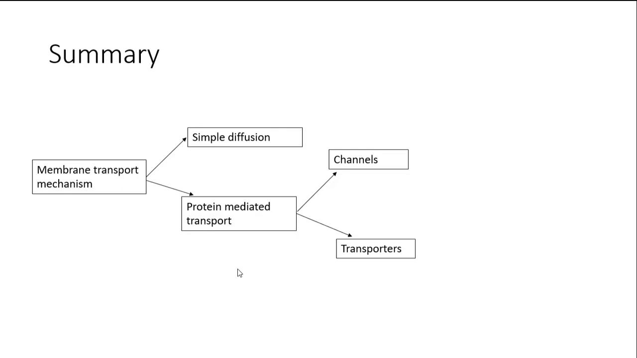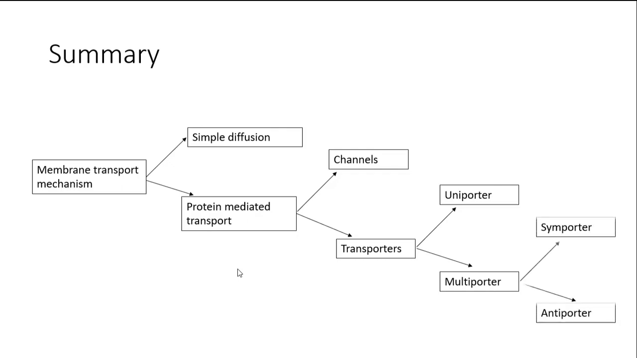Transporters, on the other hand, can be classified into two types, uniporter and multiporter. Uniporters are able to transport a single molecule at one time, and one example is glucose transport across the basolateral membrane of the epithelial cells within the proximal convoluted tubule. Multiporters we have further classified into two, that is, symporter and antiporter.